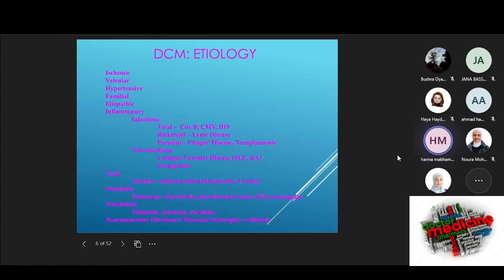As we have said, the etiologies of dilated cardiomyopathy are varied. Ischemic comprises the most, then valvular, hypertensive, and familial. Idiopathic is the original definition for dilated cardiomyopathy. Then inflammatory, including infectious and non-infectious. Toxic, like alcohol or drugs such as anthracyclines. Metabolic, nutritional, and neuromuscular disorders.